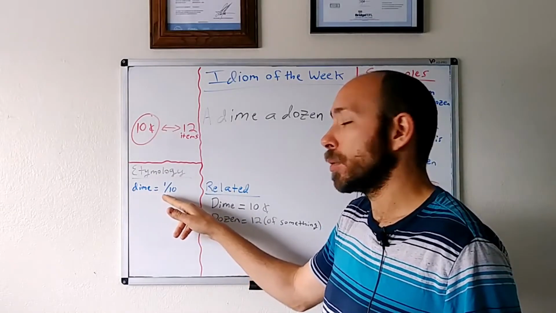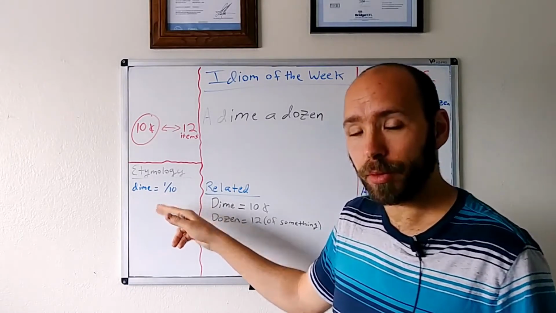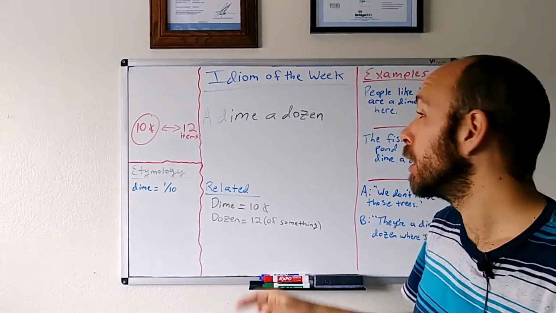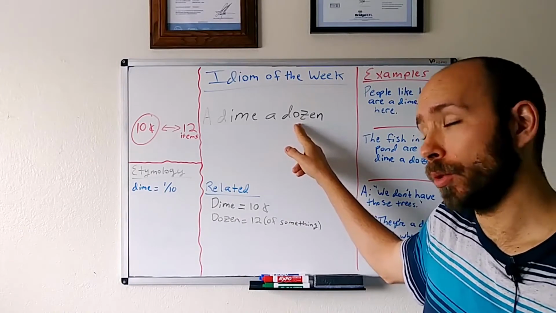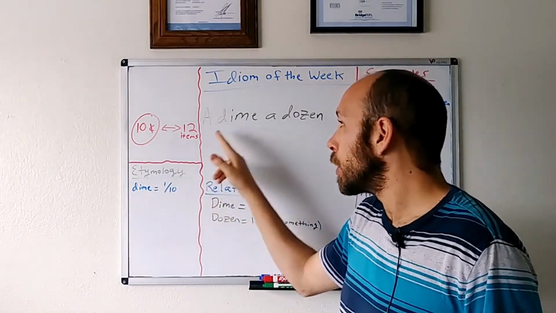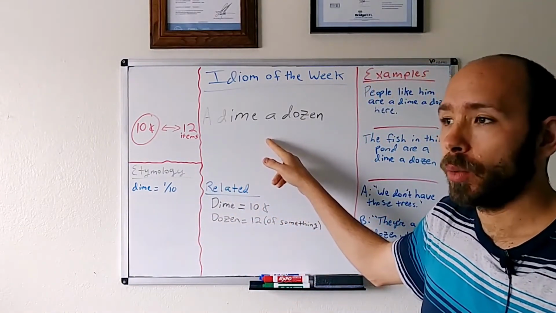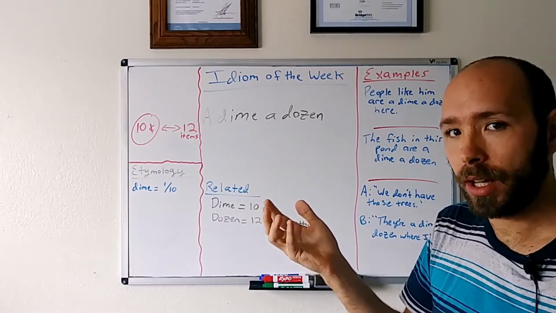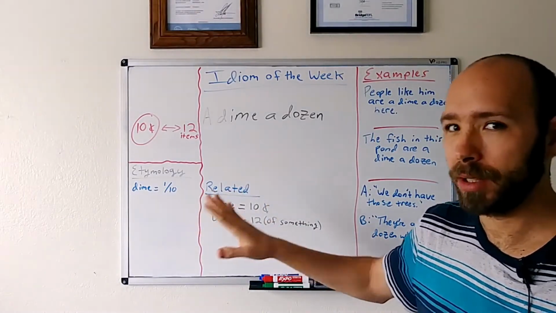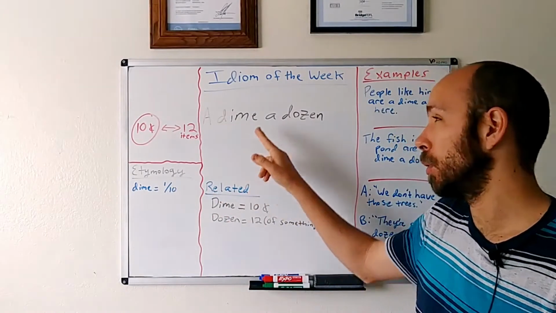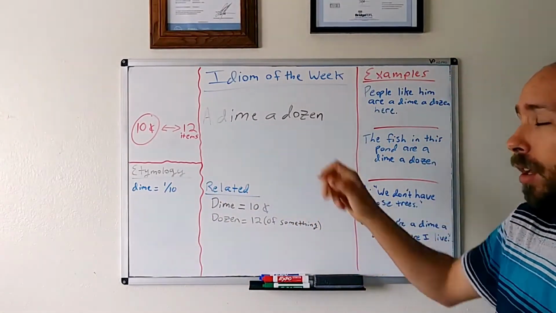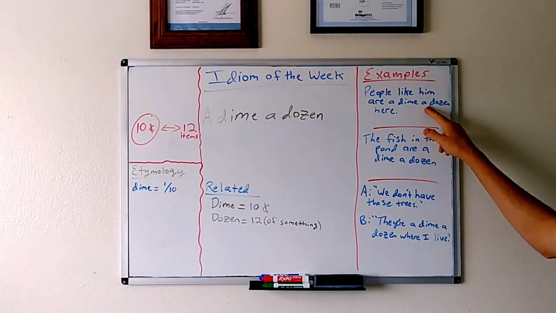Etymology, a dime is originally 1/10. That comes from Old French, which comes from Latin. Same thing as a dozen, that also comes from Old French and Latin. Now, the original meaning of a dime a dozen was a bit different than how we use it now, so we won't talk about that because I don't want to confuse you with how we actually use this phrase today. But let's look at some example sentences here.